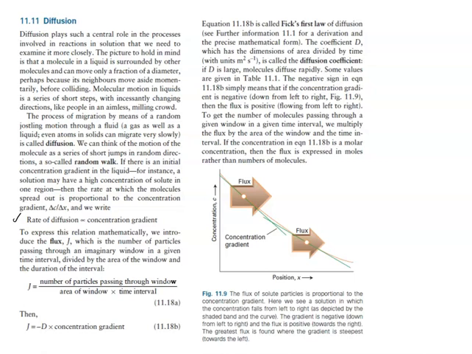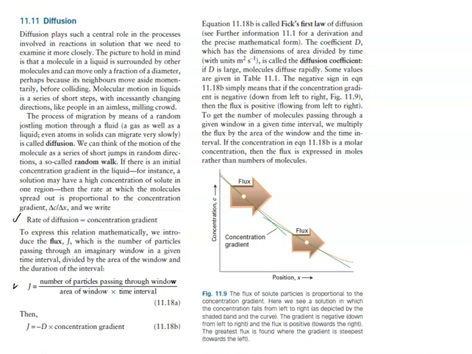To express this relation mathematically, we introduce flux, J, which is the number of particles passing through an imaginary window in a given time interval, divided by the area of the window and the duration of the interval. So it's a number of things moving through a certain unit area per unit time. So given that, we can say that flux equals the number of particles passing through a window divided by the area of the window and divided by the time interval.